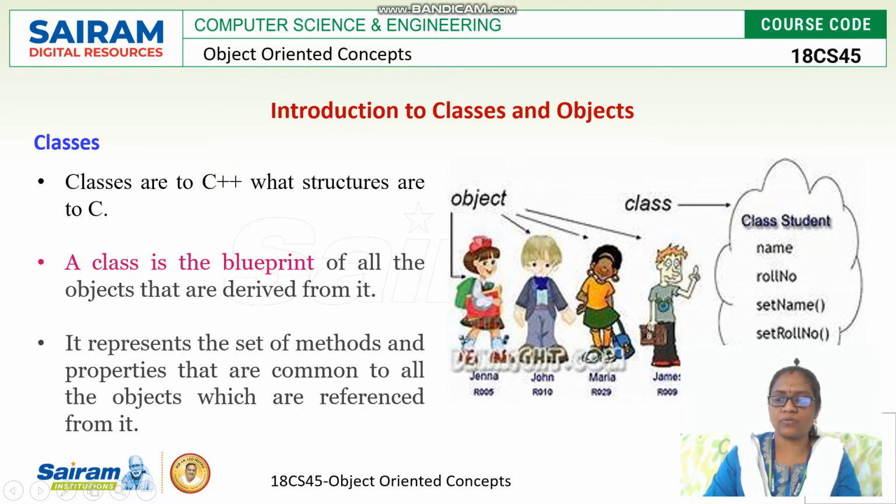Now we know about this class. Then what are objects? Objects are nothing but instances of that class. Here Jenna R005 is one of the objects of the class student, and John R010 is one of the objects, Maria R029 is one of the objects, and James R009 is one of the objects. Likewise, if you take one class, it has n number of objects, right? There can be n number of objects derived from this one class.